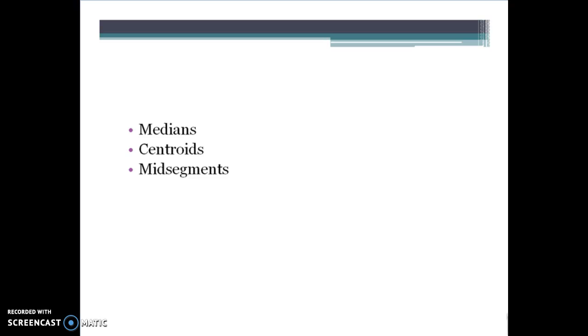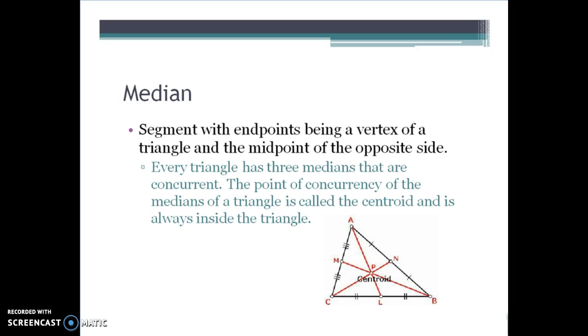For this video, we're going to continue looking at triangles in different parts. So we're going to start off with looking at medians, then centroids, then midsegments. A median is a segment with endpoints being a vertex of a triangle and the midpoint of the opposite side. So a median connects a vertex with a midpoint.